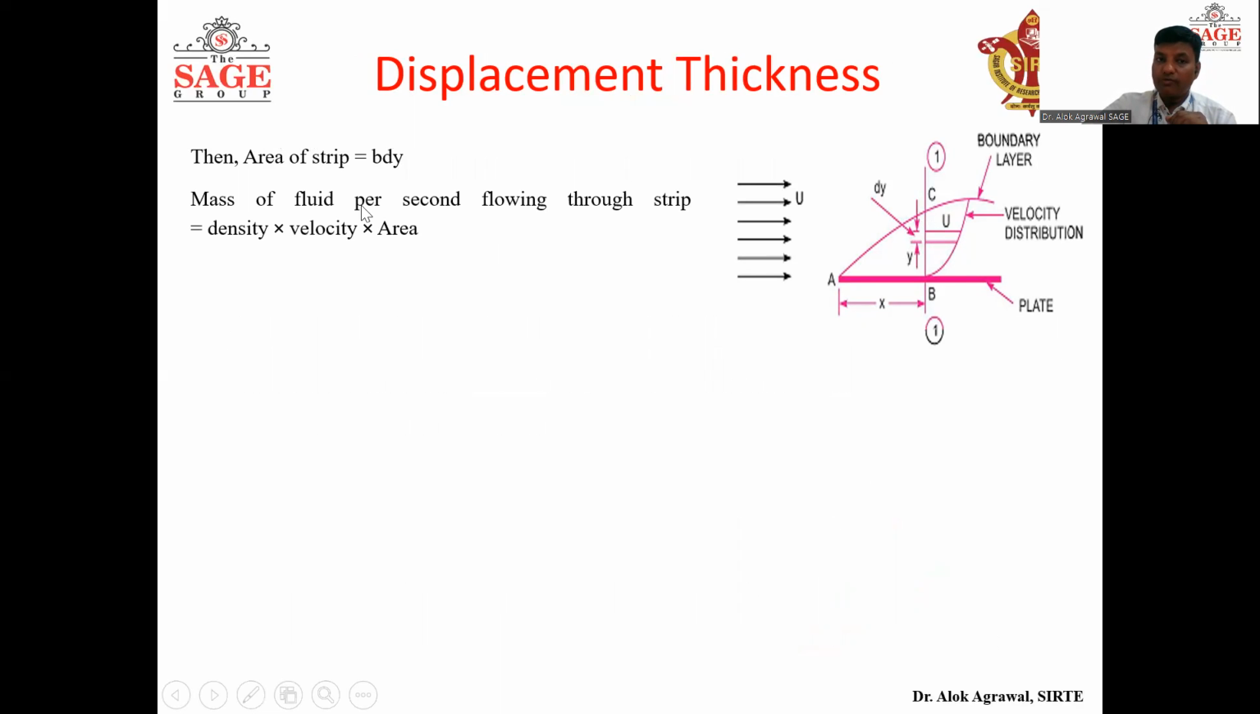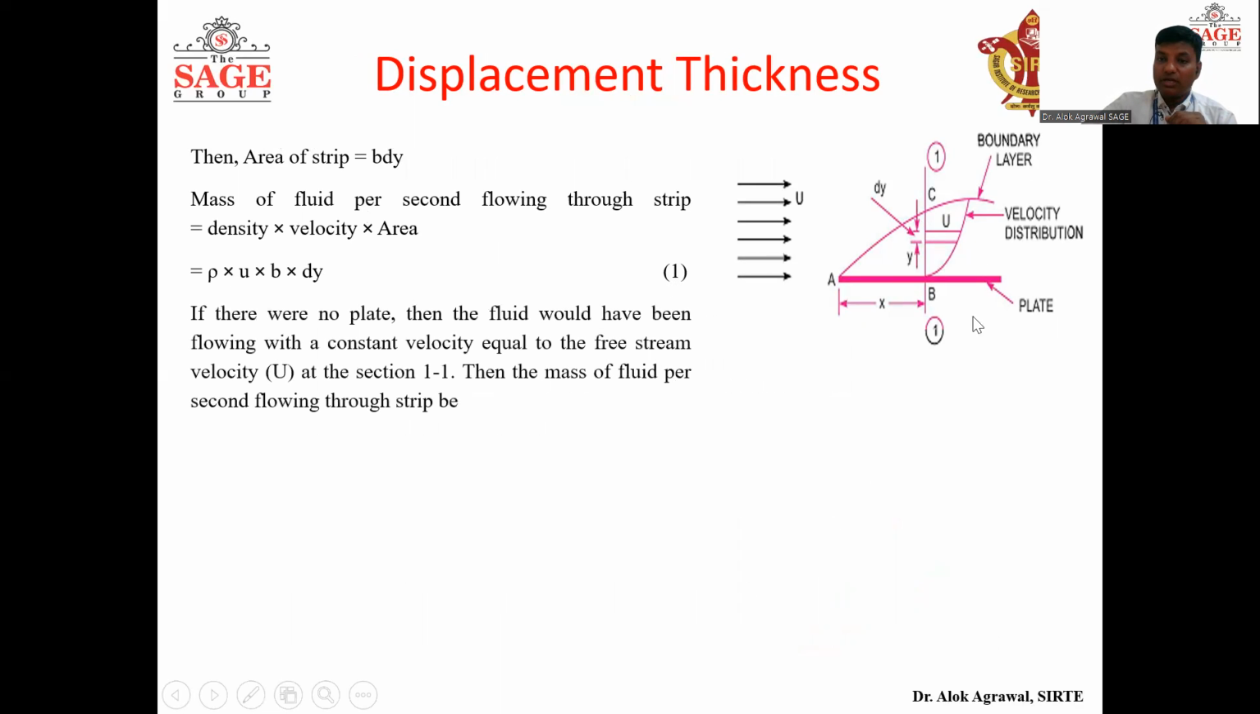Density we have taken rho, velocity we have assumed small u, and area is b into dy. So it will be rho u b dy, give this equation 1. Okay. Now suppose the plate is not there, then what will happen? There will be no reduction in velocity. So if we study the same strip, then the velocity of fluid in this strip will be capital U if this plate is not present, because there will not be any reduction in the free stream velocity, and the reduction is taking place because of the presence of this plate.